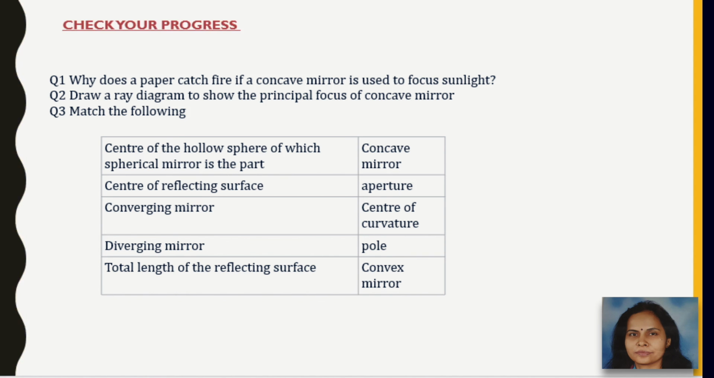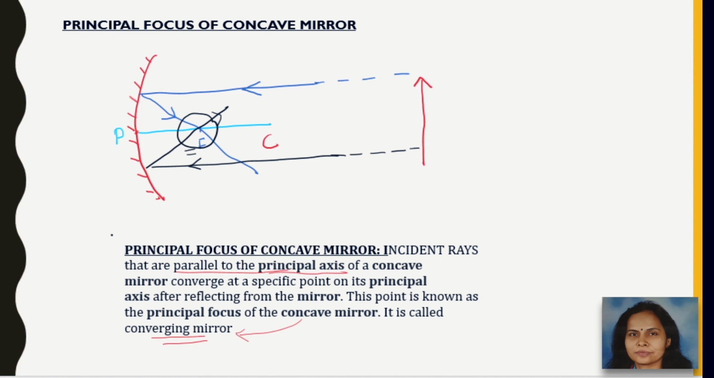Why does a paper catch fire if a concave mirror is used to focus sunlight? Let's move on to the slide in which we have drawn the diagram for the principal focus of concave mirror. This is the general activity you have already done, I think, in junior classes, in class 6 or 7. If I place a concave mirror in front of the sunlight, and I place the paper at the principal focus, I can adjust it. After some time, the paper will become very hot, and if I keep it further, it will start burning.